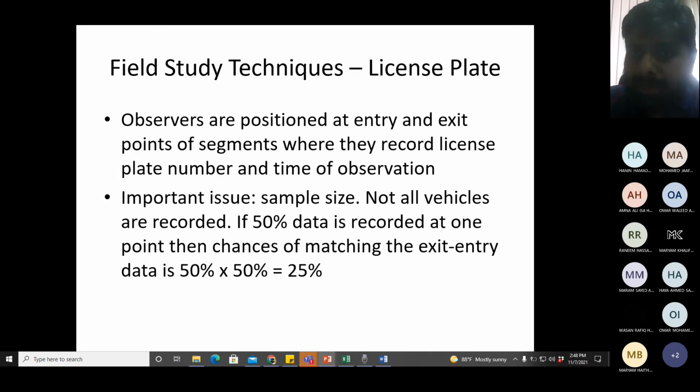So this is the basic mechanism of the license plate technique.